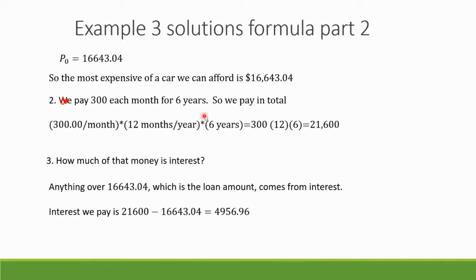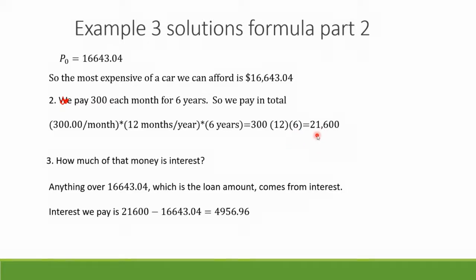Then we multiply by 6 years. Right? It's just like that factor label method. All the units are going to end up canceling. Yeah, so that's right. Sorry, I messed up my words for a second. My mistake. But altogether, we get 300 times 12 times 6, which is 21,600.